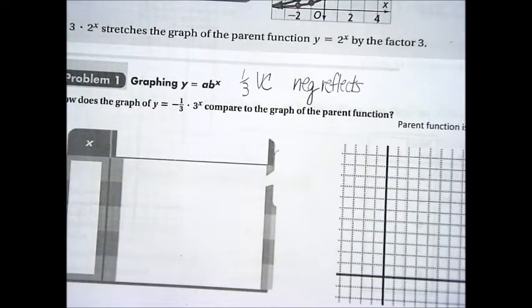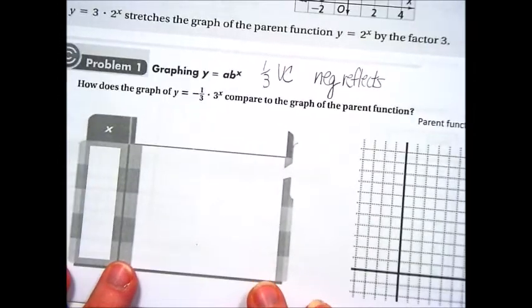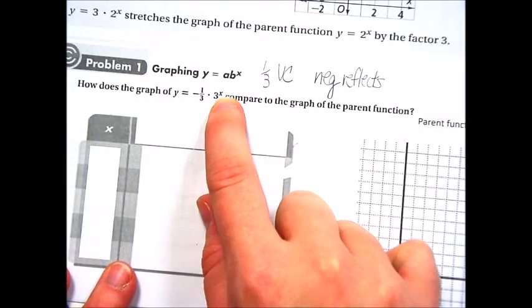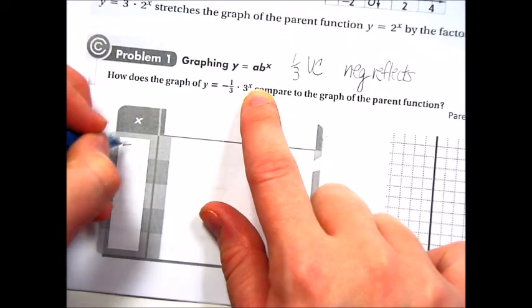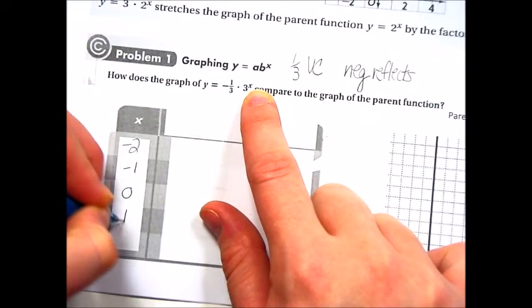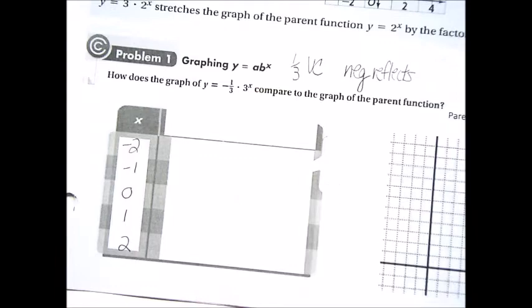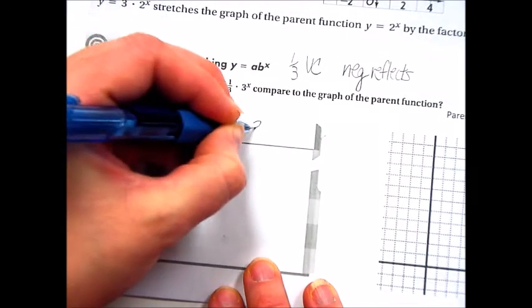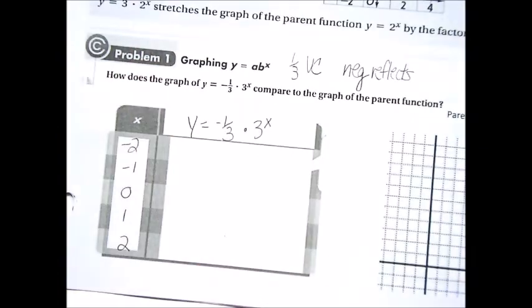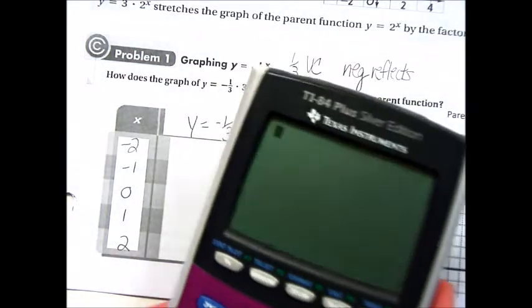So we should see a graph that is vertically compressed, and a graph that is kind of upside down from what we're looking at. There's nothing being added or subtracted to these x's up here, it's just to the x power. When that happens, please pick -2, -1, 0, 1, and 2 to plug in. Our equation is y equals negative 1/3 times 3 to the x power, and we're going to plug our x's in for the x.